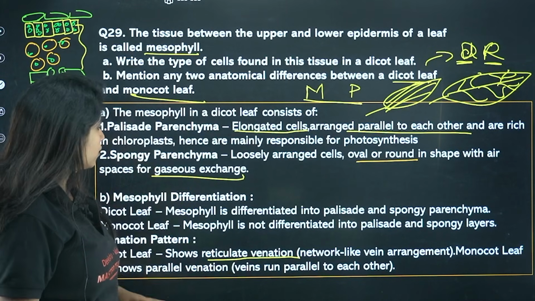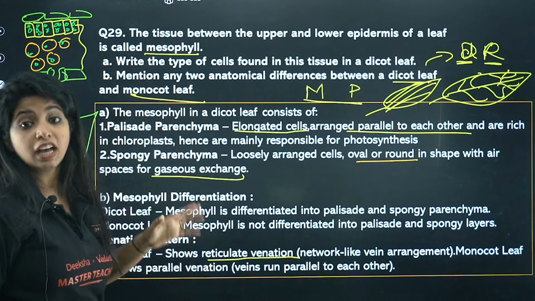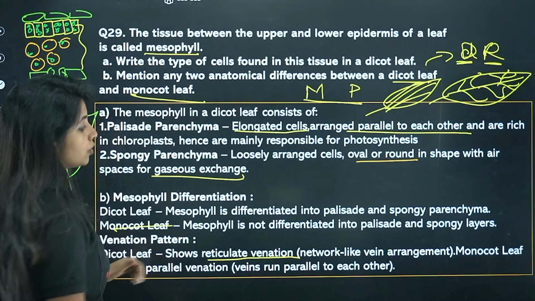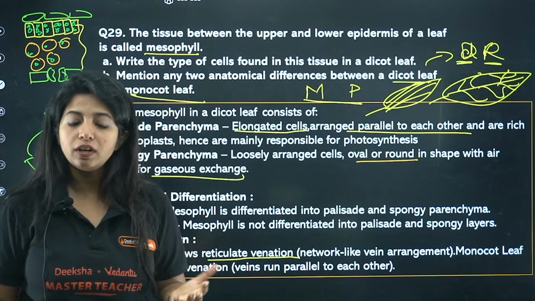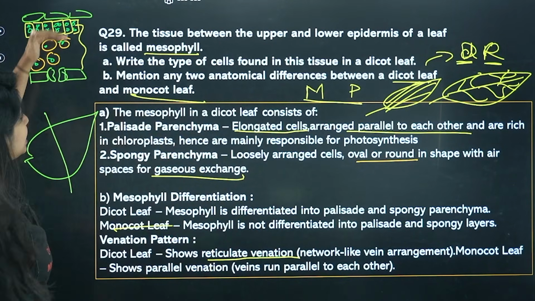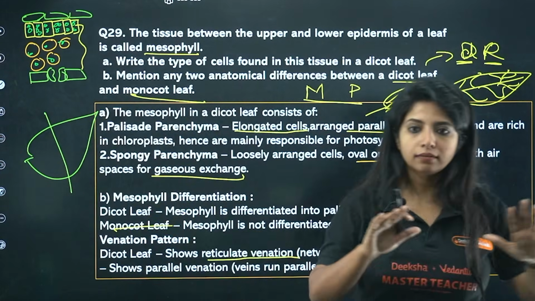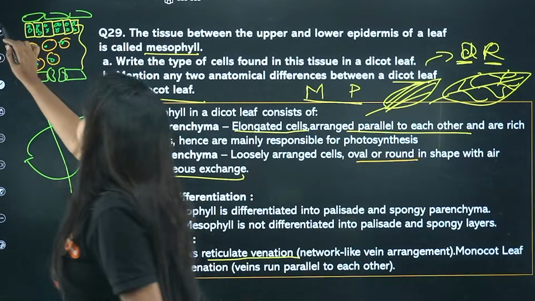Done. Apart from that, in a dicot leaf, you saw that the mesophyll is differentiated into palisade as well as spongy, whereas in a monocot leaf, my dear children, the mesophyll is not differentiated into palisade and spongy layers. It's just plain mesophyll. So you do not see any differentiation of multiple different types of cells in the case of a monocot leaf. Done. That's all. Fine. Next question.